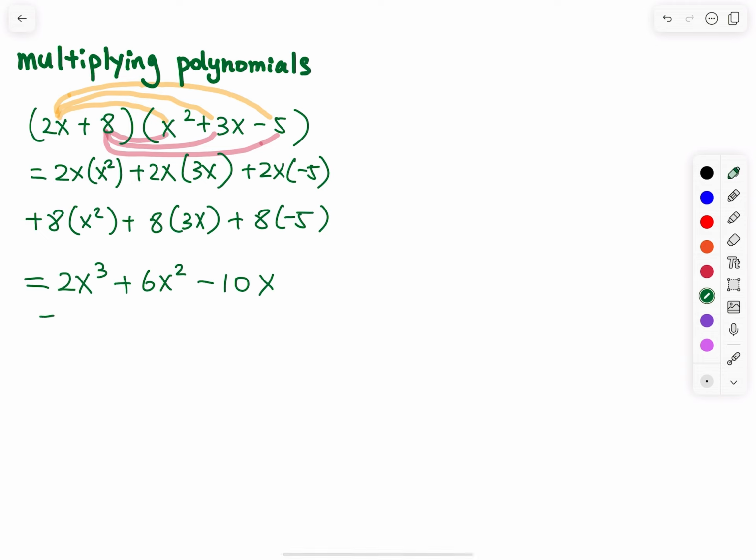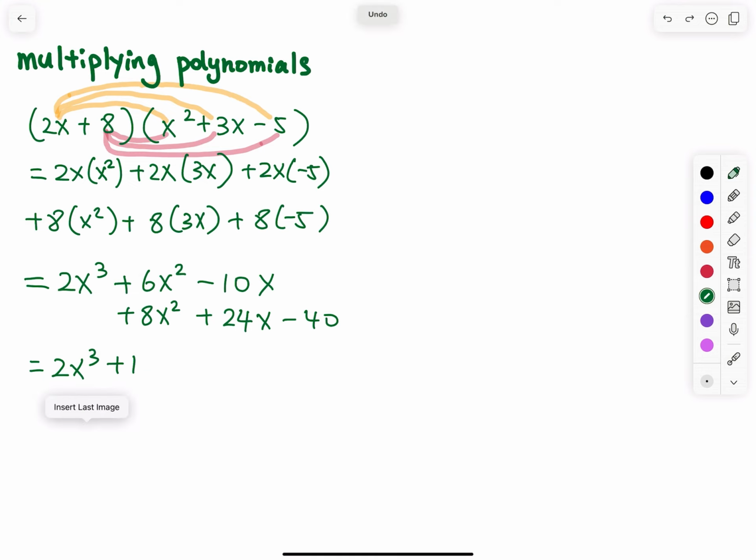Second line, you have 8x squared. You know what? You can put the 8x squared in here, right? So 8x squared, and then plus 8 times 3, 24x, and then minus 40. And then what is that equal to? 2x to the third, 6 plus 8, 14, and then 24 minus 10, 14. And then minus 40. So this is done.